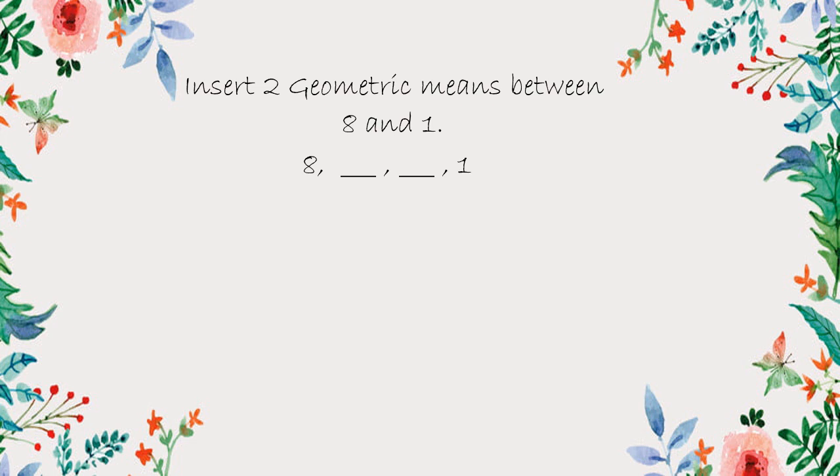Insert two geometric means between 8 and 1. So let's have our given. So a sub 4, or the last term, is 1. A sub 1, or the first term, is 8. N, or the number of terms, is 4.